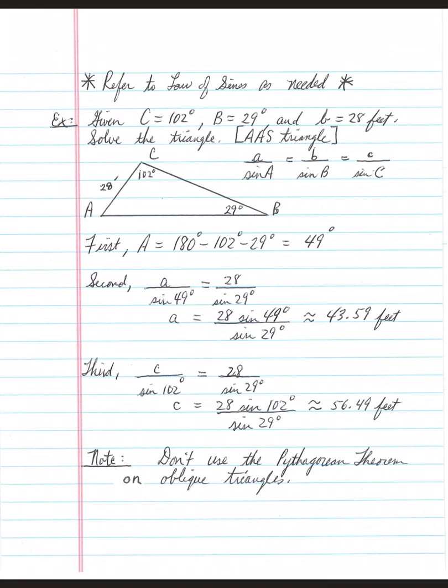Hey, welcome. We're going to look at using law of sines to solve oblique triangles. Oblique triangles do not contain a 90-degree angle, and so therefore they don't fall under the right triangle rules like Pythagorean theorem. We can't use them on oblique triangles.